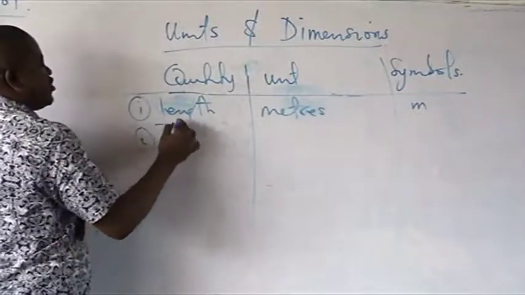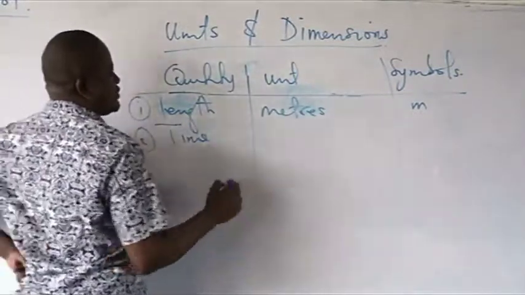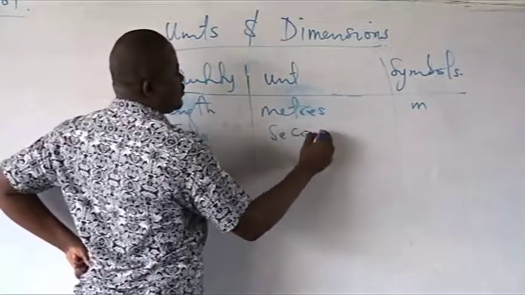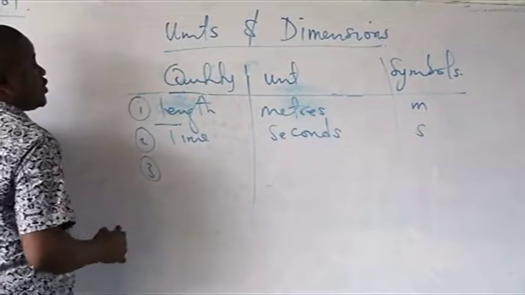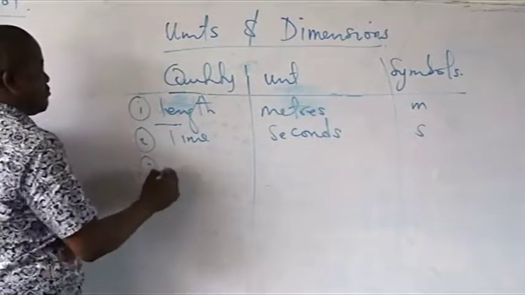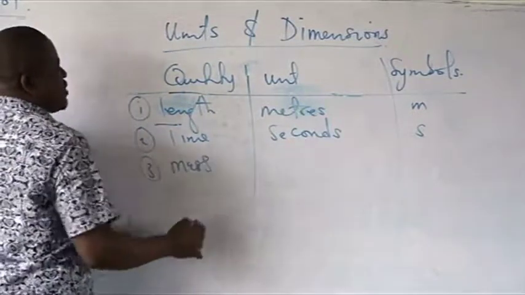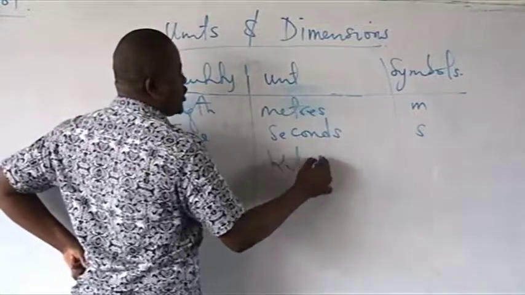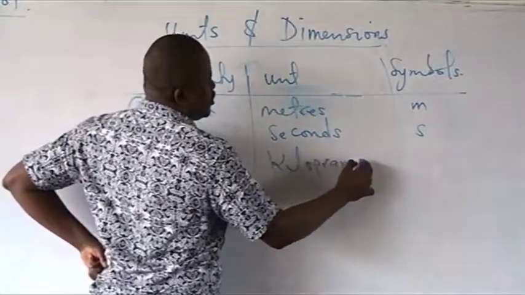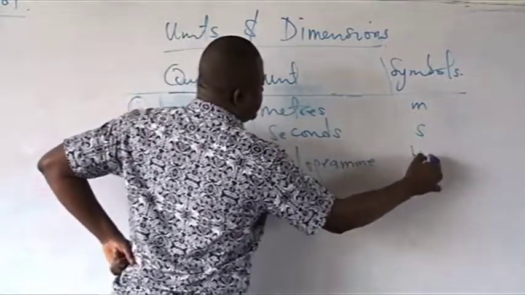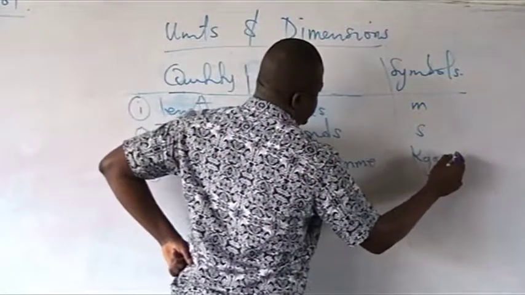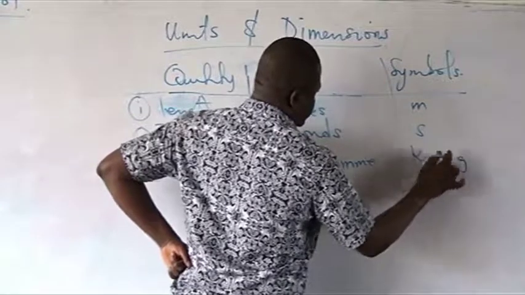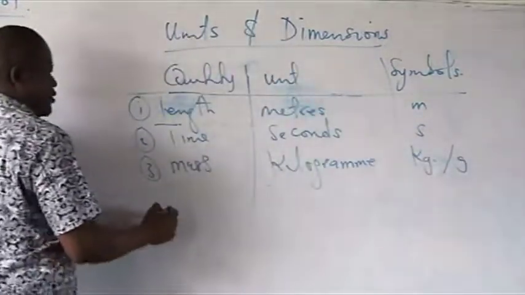The other one is called time. And time is measured in seconds, and it's S. Third, we have something we call mass. Mass is measured in kilogram. kg. Or you can also say gram. Either kilogram or gram.